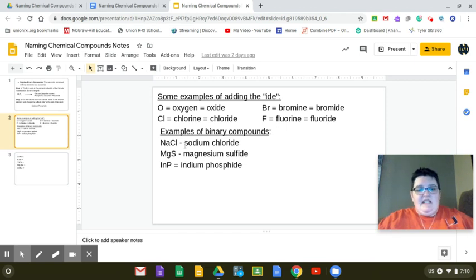Then some examples. NaCl, which we know by its common name, table salt. Its scientific name is sodium for the Na, and for the Cl it would be chloride. So sodium chloride. MgS, magnesium sulfide. The Mg is for magnesium, S for sulfur, and sulfur changes to sulfide. InP: In is indium, P is phosphorus, sorry, and the P turns into phosphide. Those are some of the common ones here.